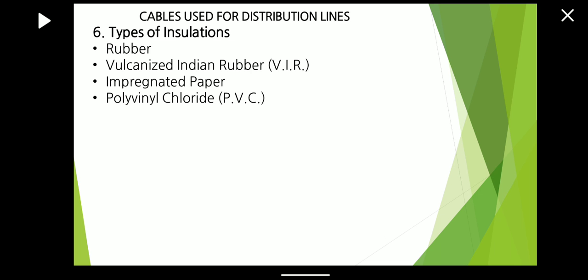So it has some properties. The first property is high insulation resistance. Second one is high dielectric strength. Third one is low capacitance and fourth one is low cost.